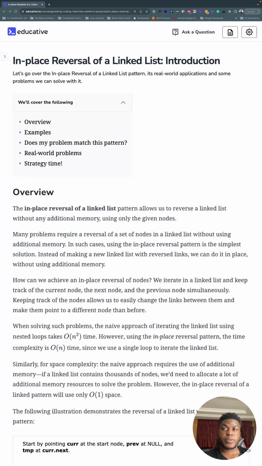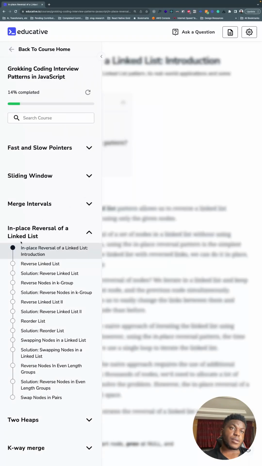Educativity keeps unemployment away. Super long day, so let's get to it. We're in a new section: the in-place reversal of a linked list section. Not so many problems here.